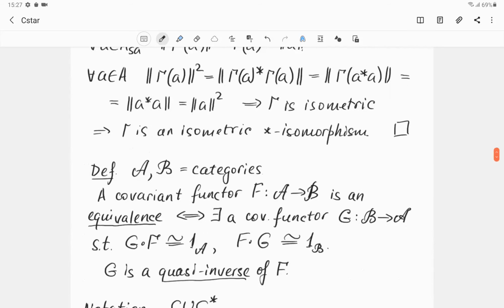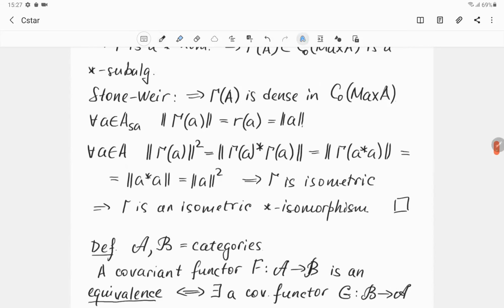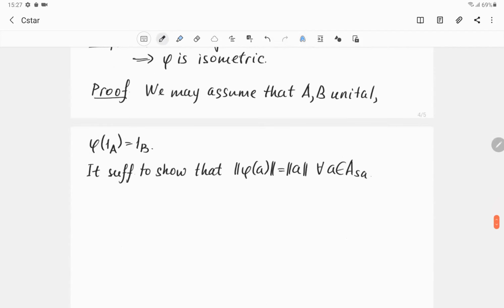Let's come back to the proof. If phi is isometric on self-adjoint elements, then exactly the same argument as here shows that phi is isometric. See the proof of the Gelfand-Naimark theorem.